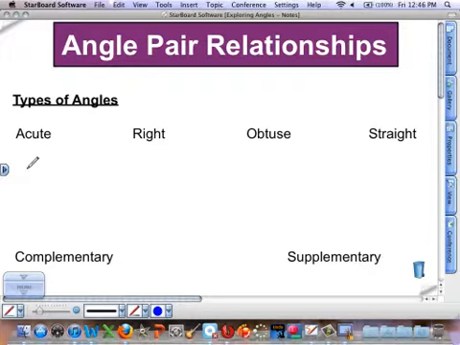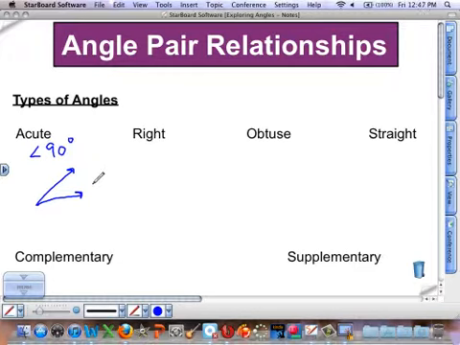Okay, what's special about acutes? It's less than 90 degrees. So we are less than 90 degrees. Okay, what would an acute angle look like? Yeah, good. It looks like it's closing. Our acute angles look like they're closing.